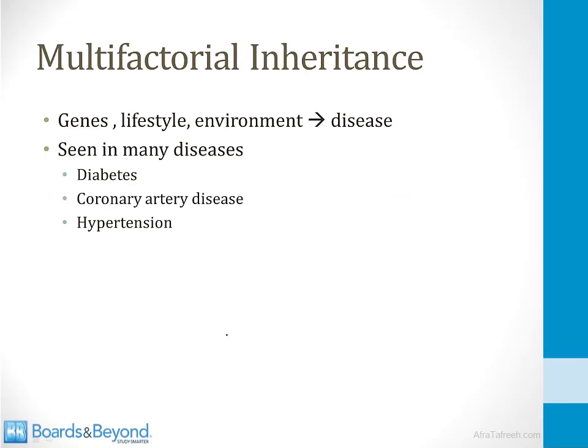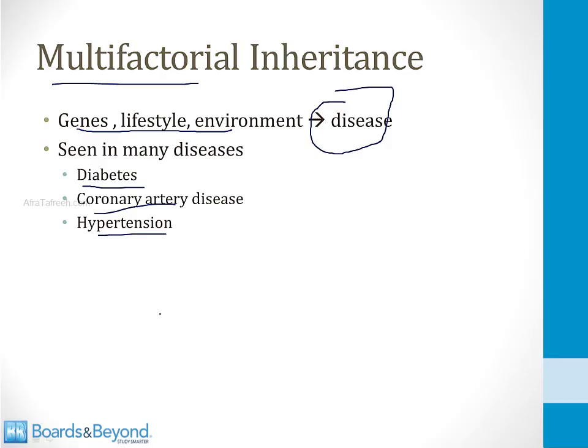In addition to being polygenic, many traits or diseases are what's known as multifactorial. In these conditions, genes, lifestyle, and environment all conspire to create disease. And this is seen in many diseases like diabetes, coronary disease, and hypertension. It's not just a factor of what genes you inherit from your family. It's also got to do with your lifestyle, the dietary choices that you make, and the environment in which you live. And these are patterns of disease that are called multifactorial.